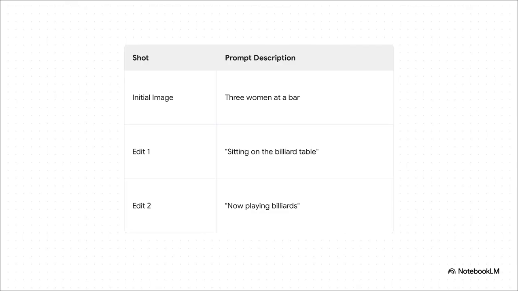Okay, just look at this example. We start with an image of 3 women at a bar. The first prompt is super simple. Make them sitting on the billiard table. And bam, there they are. But the incredible part? Look closely. It's the same faces, the same outfits.